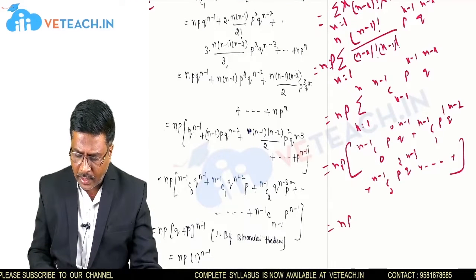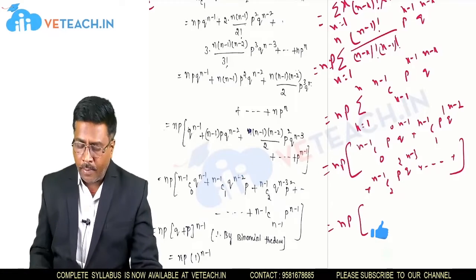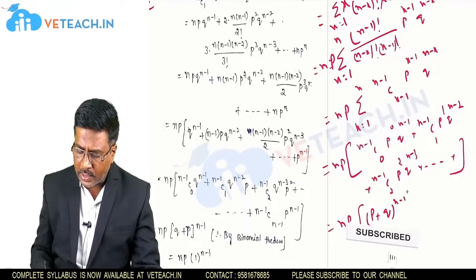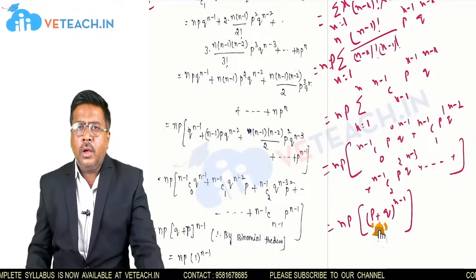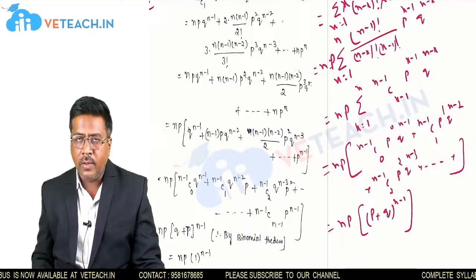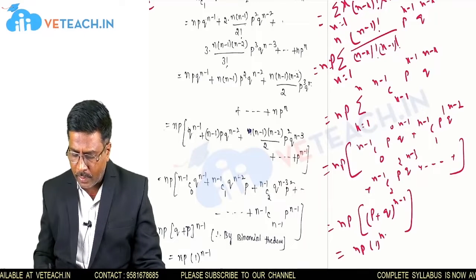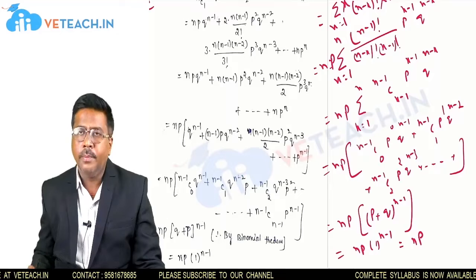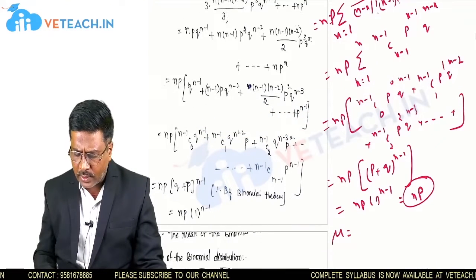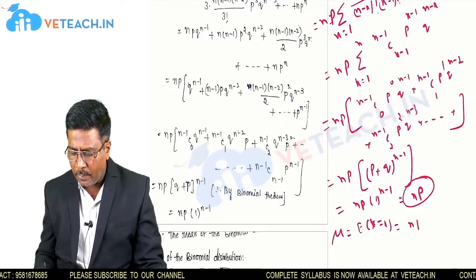Then this can be written as np into, from the binomial theorem, what we conclude is p plus q whole to the power of n minus 1 only. Here, whatever property you have to learn, p means probability of success and q means probability of failure. The summation value is equal to 1. Therefore that is np into 1 to the power of n minus 1, that is equal to np. So this is the first moment of the binomial distribution: mu is equal to the expected value of x, that is equal to np.